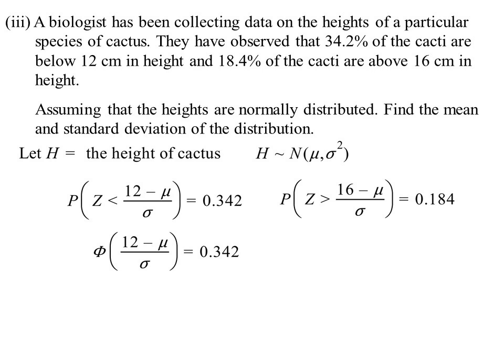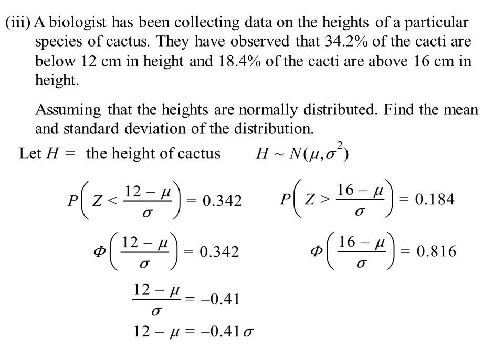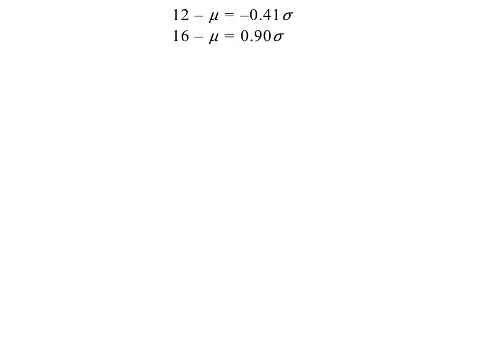So on the left-hand side, well, it's a less than, so yes, we want that to be 0.342. The right-hand side is a greater than, so we'd actually like the cumulative to be 0.816. We go to our tables to see what would give us those answers. The left-hand side one, negative 0.41 would give us that answer. So we can play around with that. The right hand side, 0.9 gives us that answer. There's our simultaneous equations. Just a matter of playing with them.